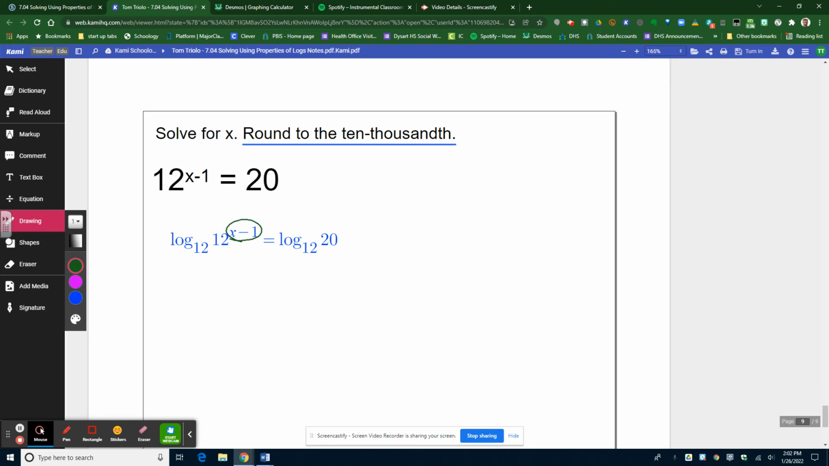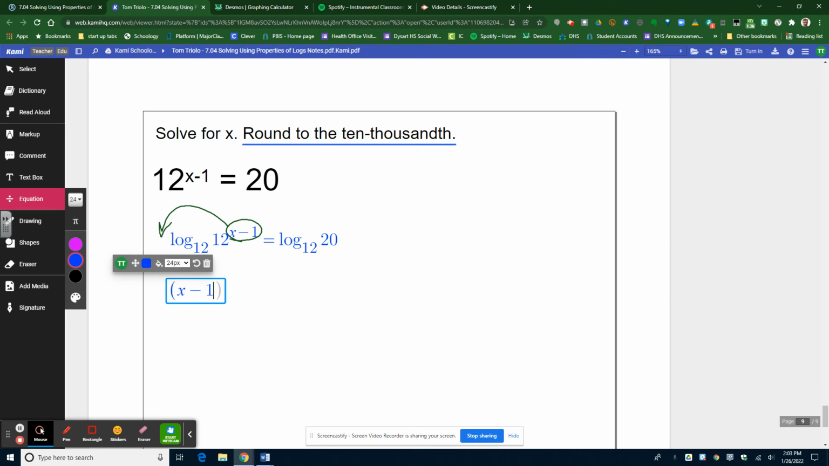Where does the x minus 1 go? Power property says put it in the front. Since it's together, we want to group them. What symbol should we use? Log base 12 of 12, and the right-hand side doesn't change at all, equals log base 12 of 20.